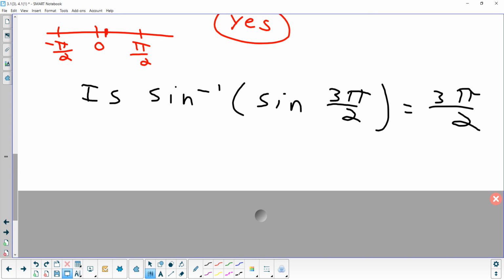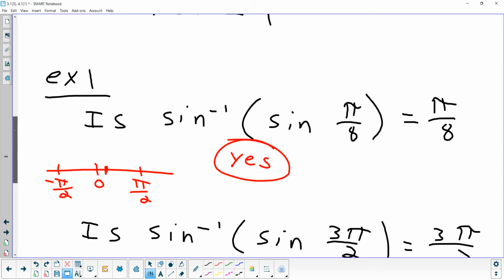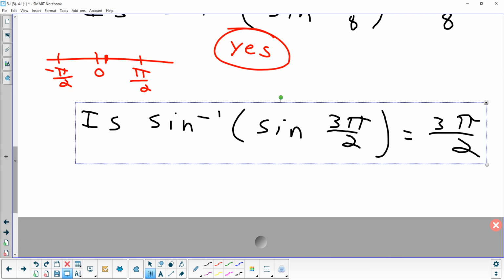Inverse sine of the sine of 3 pi over 2. So same setup, inverse is on the outside, just like the first one. This time the number we're plugging in is 3 pi over 2. So Cassidy, if we're supposed to be between negative pi over 2 and pi over 2, where would 3 pi over 2 be? On the other side of pi over 2. Would it be to the left or the right? The right.